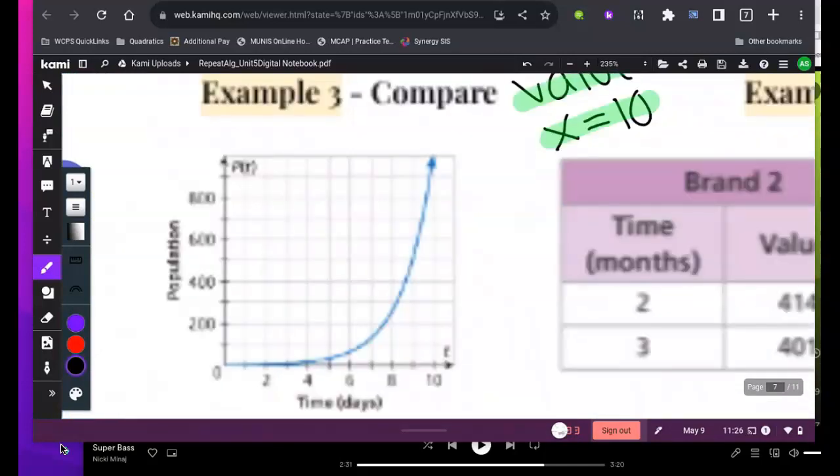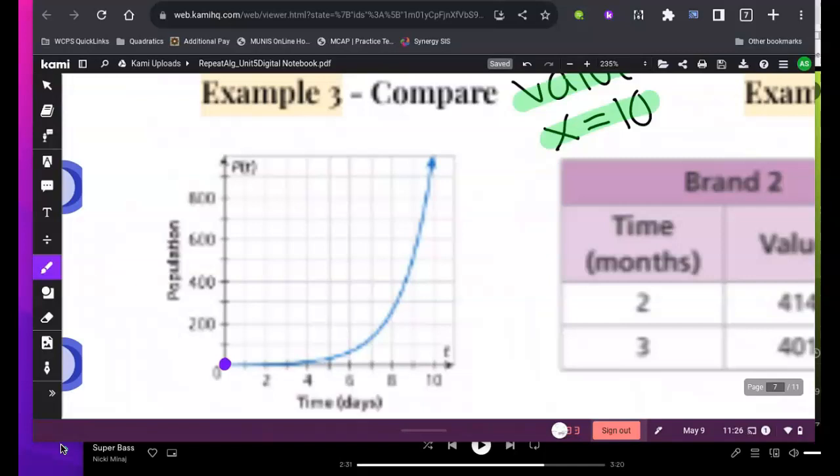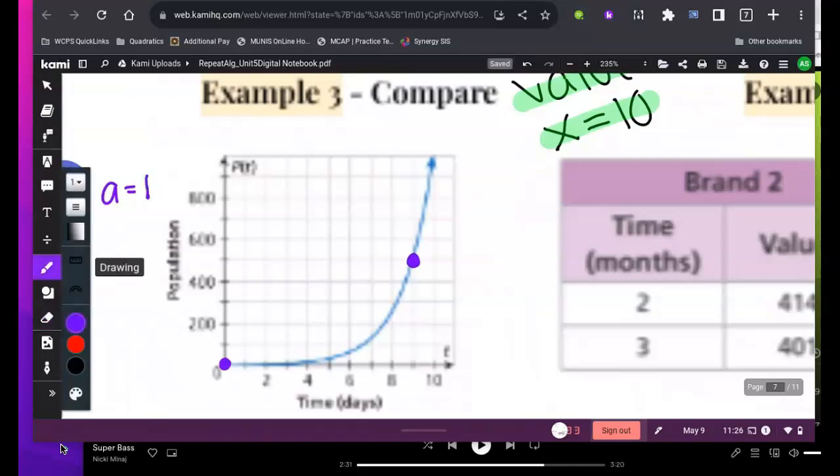So let's start with our graph. Here's our starting value, and then we have to find our second y value and divide it by our first y value. So I'll pick another point about right here on the graph. It looks like we start at 0, or actually we'll just say that's closer to 1. It's not exactly 0, but we'll say it's close to 1. It's really, really small.